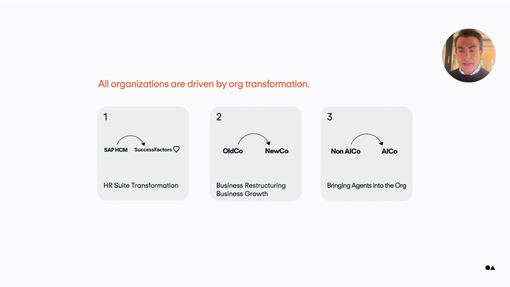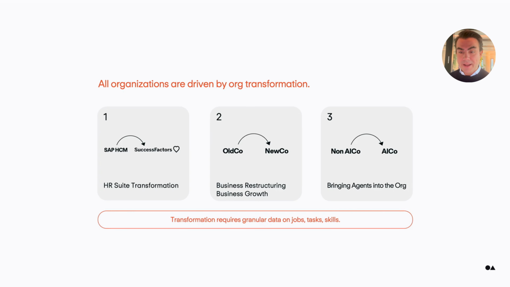Every organization nowadays is driven by transformation by three drivers. You're reestablishing your entire HRIS system, you're in a restructuring, reorganization phase, or you're transitioning from a non-AI company to an AI company. And all of that requires data on roles, tasks, skills. You require a job and skill architecture.